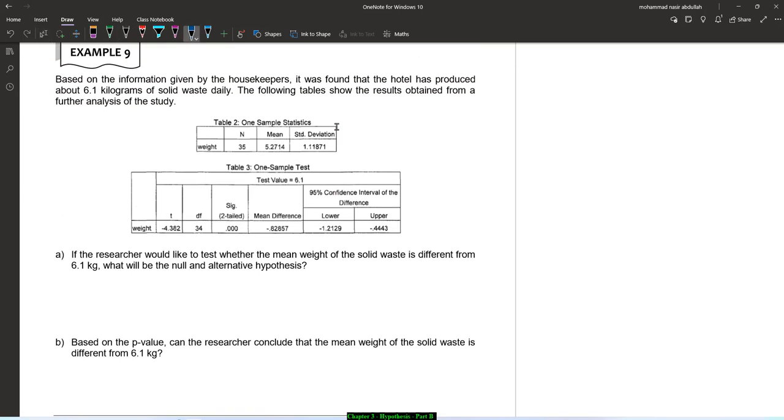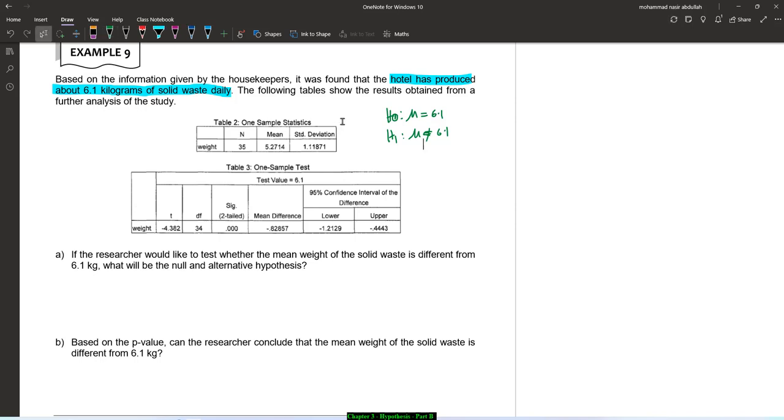So based on the information given by housekeepers, it was found that the hotel produced about 6.1 kilogram of solid waste daily. So null hypothesis: mu is equal to 6.1. This is the null, and this is the alternative hypothesis: mu is not equal to 6.1. Right? It claimed that the hotel produces 6.1 solid waste daily.